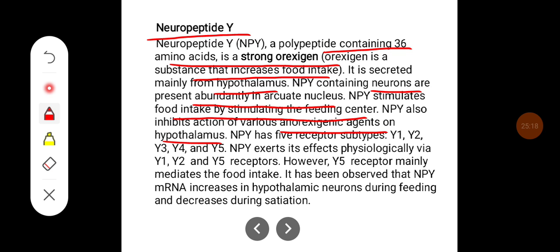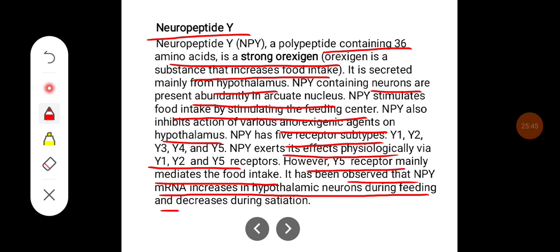NPY has 5 receptor subtypes: Y1, Y2, Y3, Y4 and Y5. NPY, that is neuropeptide Y, exerts its effect physiologically via Y1, Y2 and Y5 receptors. However, Y5 receptors mainly mediate food intake. It has been observed that NPY mRNA increases in hypothalamic neurons during feeding and decreases during satiation.